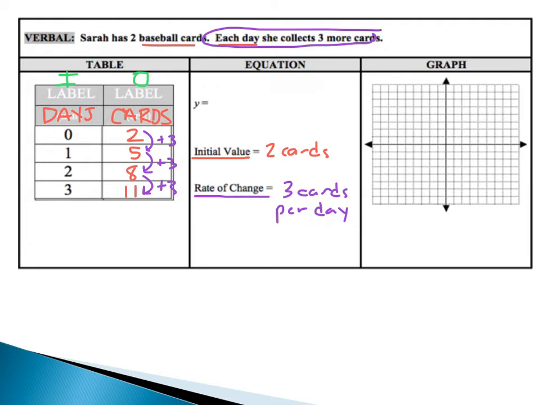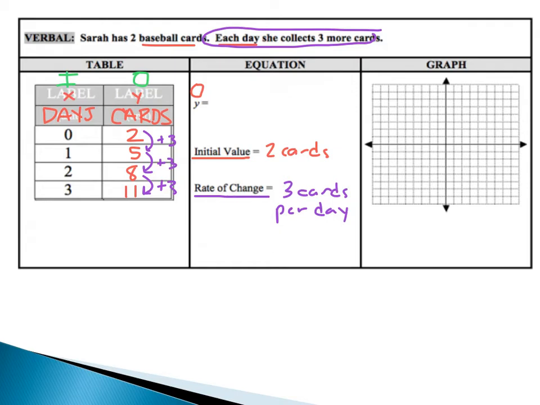Now the tricky part that we did a while back was trying to take this thing that's shown in the table and write an equation. Well, I'm going to show you an easy way to do this to start off. My equation is going to represent y. Y represents my output, so it's always going to tell me how many cards I have. The number of cards depends on the number of days. So remember that we label our outputs as y and our inputs as x.